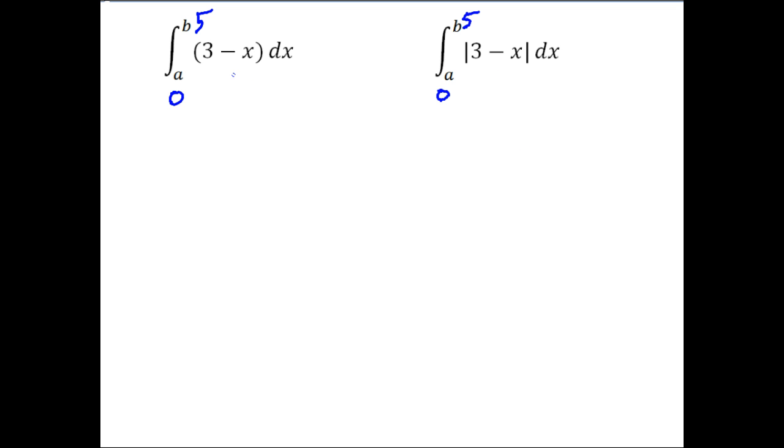Now, this is a line. Our first function, 3 minus x, is a line, and so we're going to expect to see triangles here. Well, the absolute value of the quantity 3 minus x is also a linear function, but it can be expressed as a piecewise linear function in that it won't dip below the x-axis. It's going to remain positive.